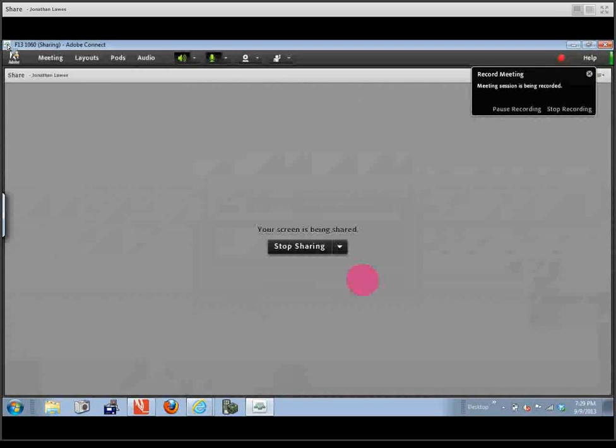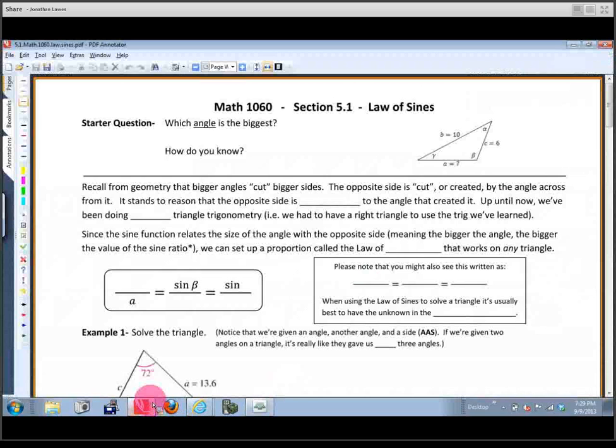Okay, let's get started here on chapter 5. It starts with something called the law of sines, and the question here is we're looking at this diagram and it says which angle is the biggest. And as we've discussed before, in geometry and trigonometry, you don't want to go just by how things look.